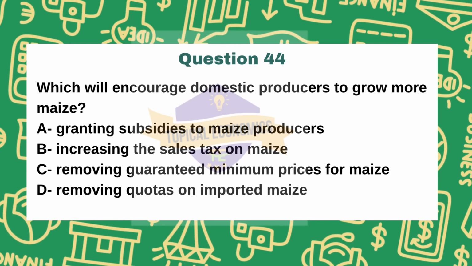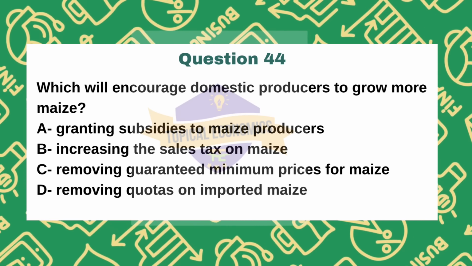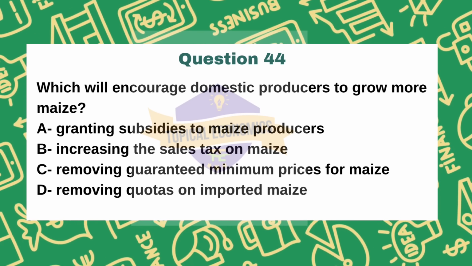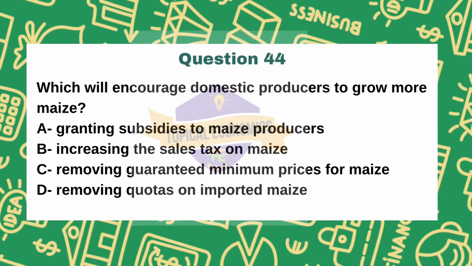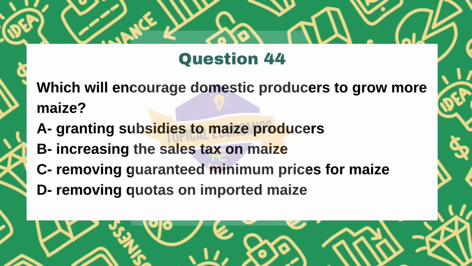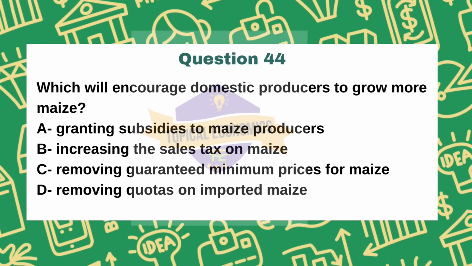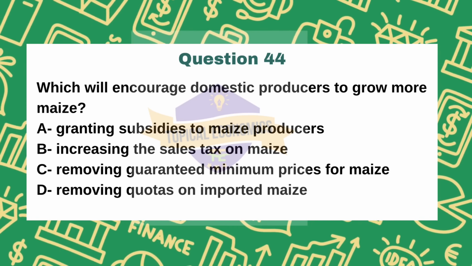The correct answer for this question is option A, granting subsidies to maize producers. Granting subsidies to maize producers lowers their production costs and increases their profitability, providing an incentive to grow more maize. Subsidies can help farmers cover expenses and enhance their ability to invest in their operations, leading to increased production.